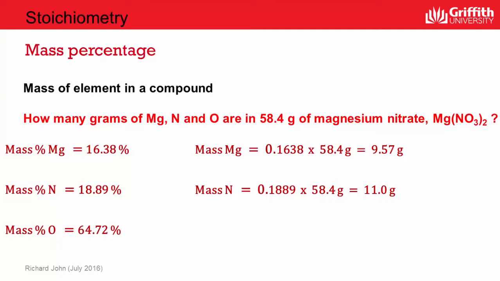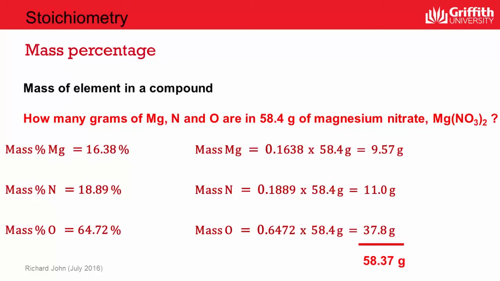Again, we got the 0.1889, that's the decimal form of the percentage, 18.89%. Lastly, for oxygen, we convert the 64.72% into decimal form. The mass of oxygen, 0.6472 times the total mass of the sample, 58.4 grams, we get 37.8 grams.